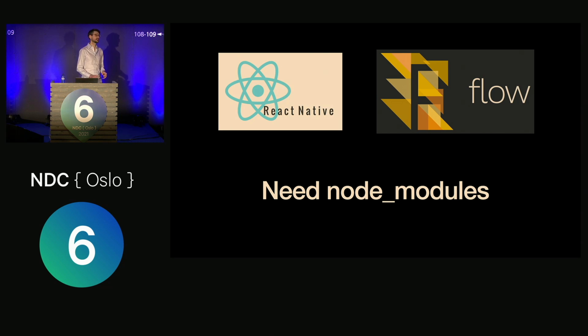There are a couple standouts that don't support plug and play, namely React Native and Flow. I don't know if any of you work with those, but they do have problems with that install strategy. Both of these are still completely compatible with Yarn 2 by utilizing the built-in Node modules linker, which generates that classic Node modules folder. That's actually the default install strategy now, so that you can upgrade piece by piece.